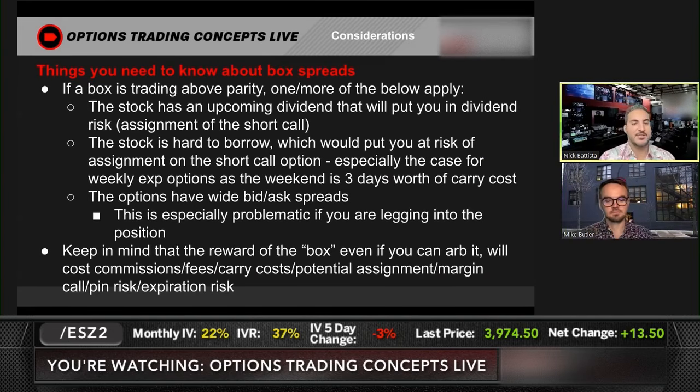If the box is trading above parity, and we have an example on the next slide here, one or more of the below probably applies to this position. So the stock has an upcoming dividend. This is the most common occurrence where you look at an in the money short call spread and an out of the money short put spread, and together they're trading for more than the width of the spread. It's probably because there's extrinsic value coming into play via a dividend in the future.